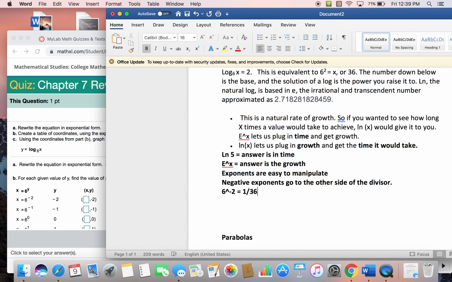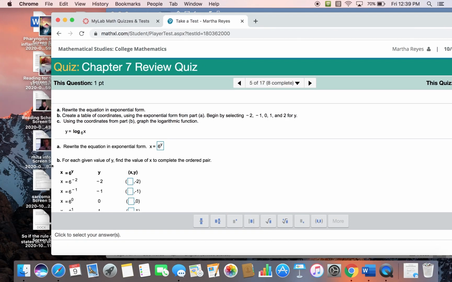Okay, so if you see 6 or whatever to a negative power, you move it below the line of division, and then you just do it. So over here, let's go back and look at the first one. 6 to the negative 2. Okay, so that's the same as 1 over 6 squared. So your answer here for x is just 1 over 36.